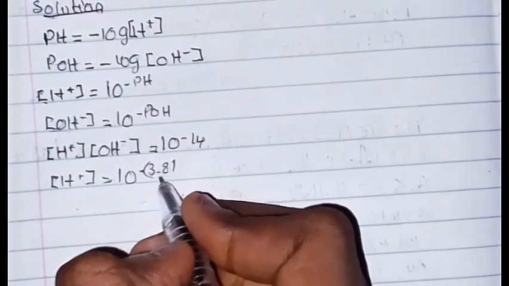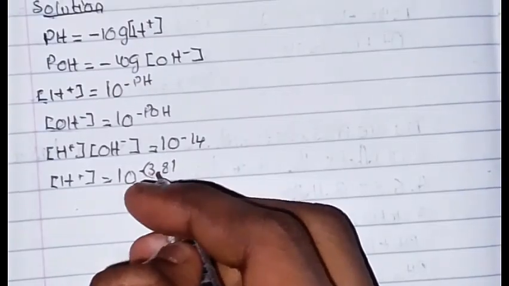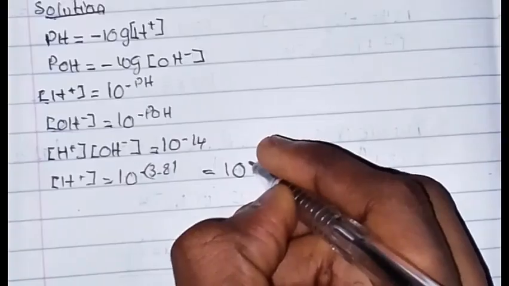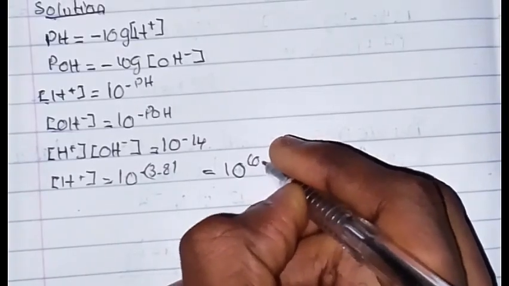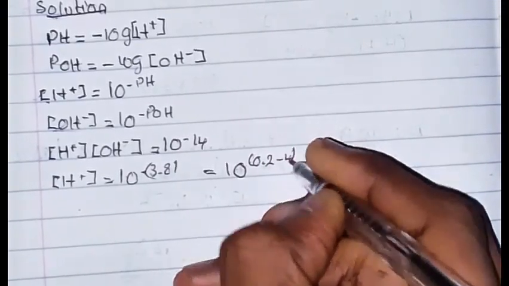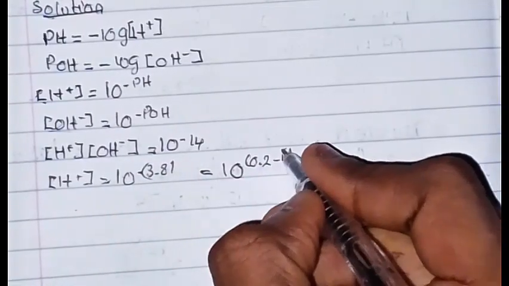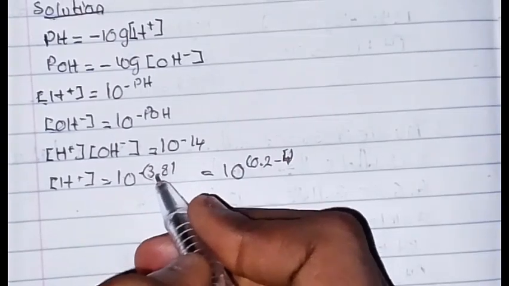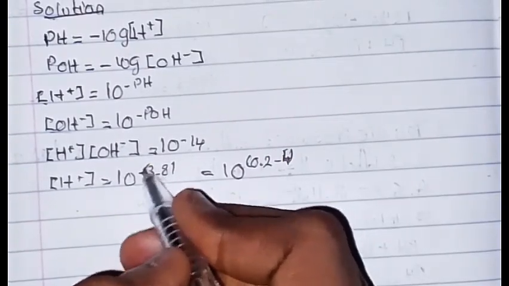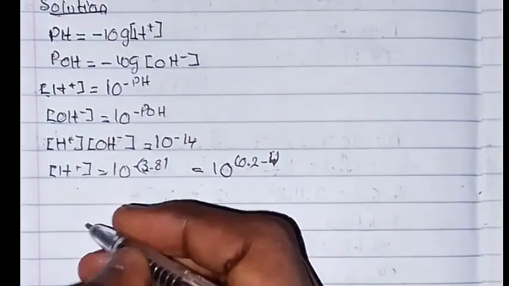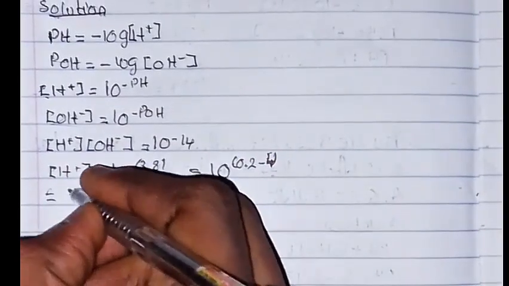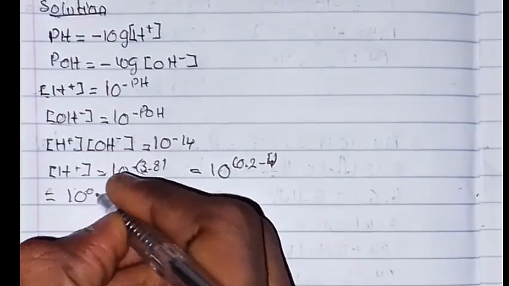Now, remove 3.8 from 4, you have 0.2. Meaning that I can say that this is the same thing as 10 to the power of 0.2 minus 4. 0.2 minus 4 is minus 3.8. Alright, so we must find this relationship first. So now, according to indices, 10 raised to the power 0.2 minus 4 is the same thing as 10 to the power of 0.2 divided by 10 to the power of 4.